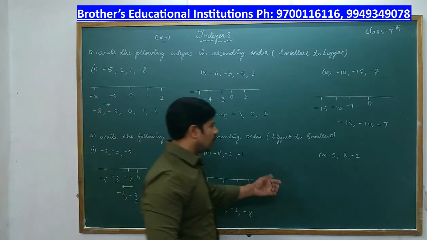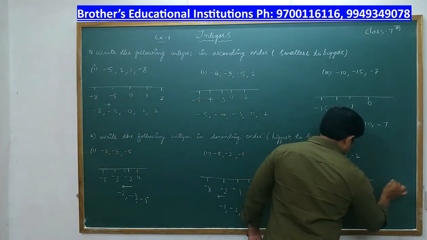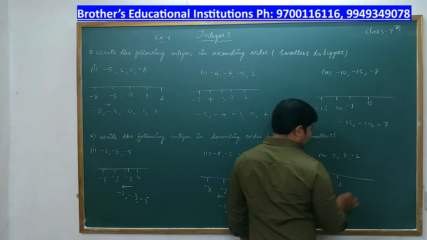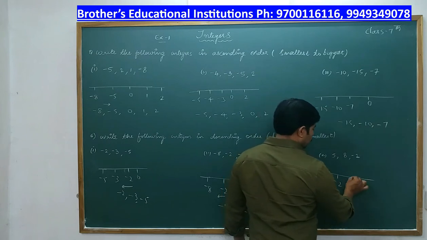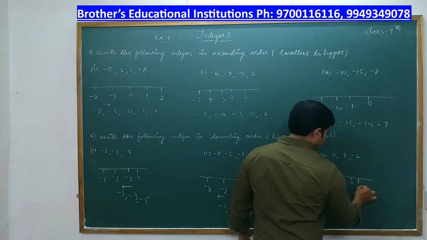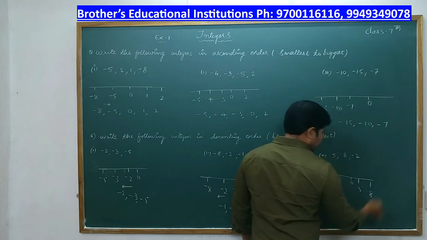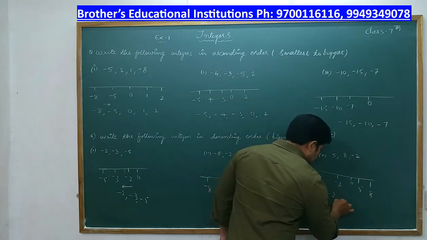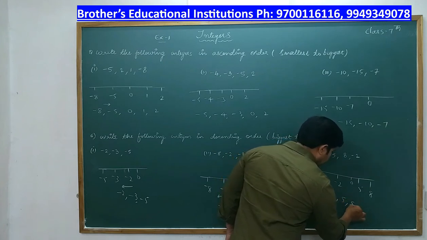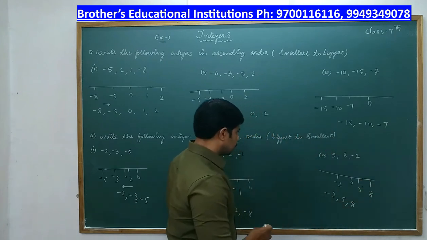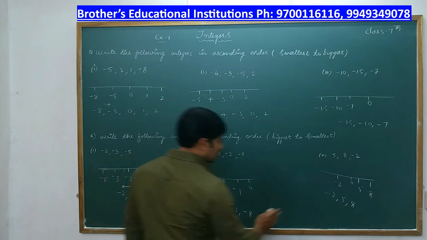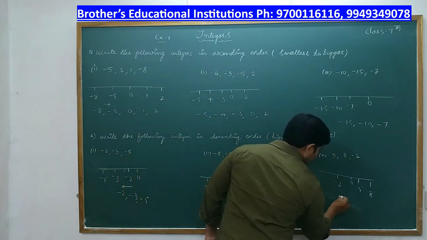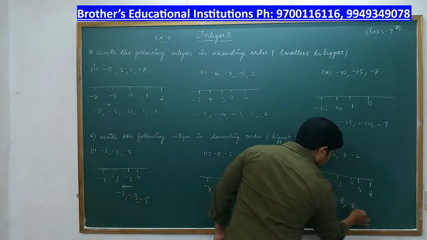Then after that we have the next one: minus 3, minus 2, minus 1, 0 and 1, 2, 3, 4, 5, 6, 7, 8. So the descending order of these numbers are minus 2, 5 and 8. Sorry, it is not correct. So the descending order is the bigger one first. So it is 8, 5 and minus 2.